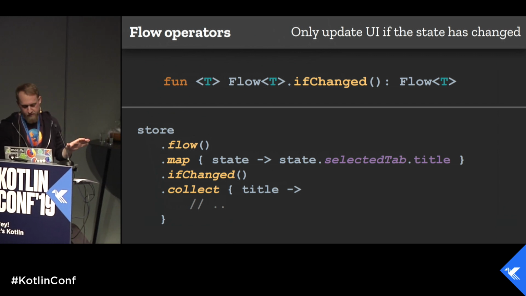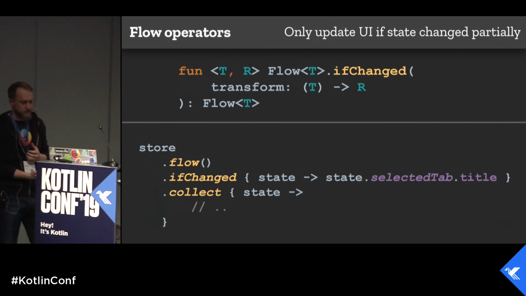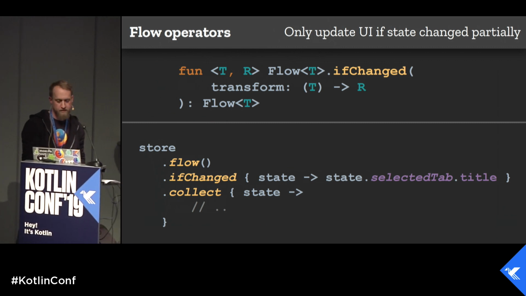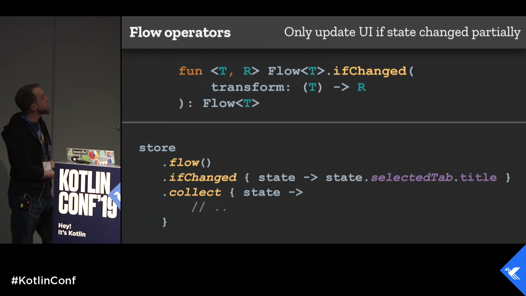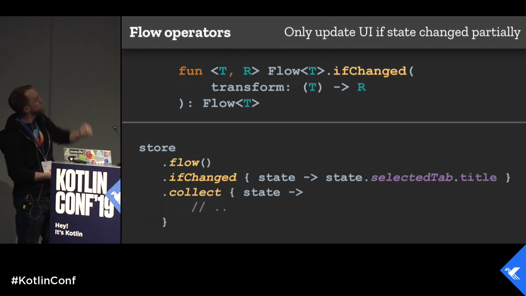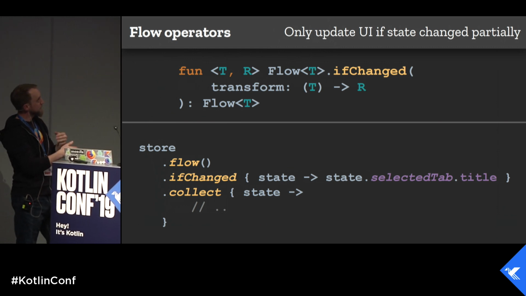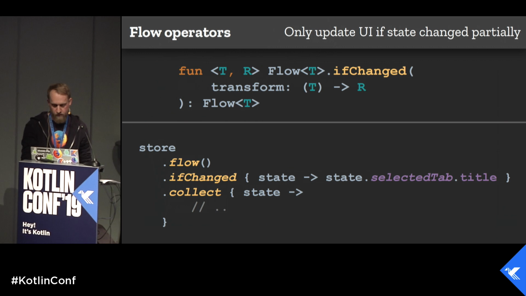That was good enough for simple use cases, but in some situations, we wanted more from the state, more information about the state whenever the title changed. And that's why we introduced another version that takes in a transform like map. And in the example below, we get a flow from the store. We say we only want to do something if the title of the selected tab has changed. And then on collect, we get the whole state object and not only the title.